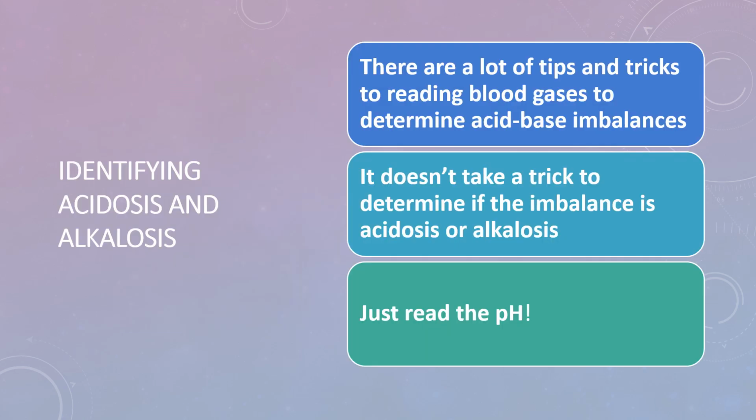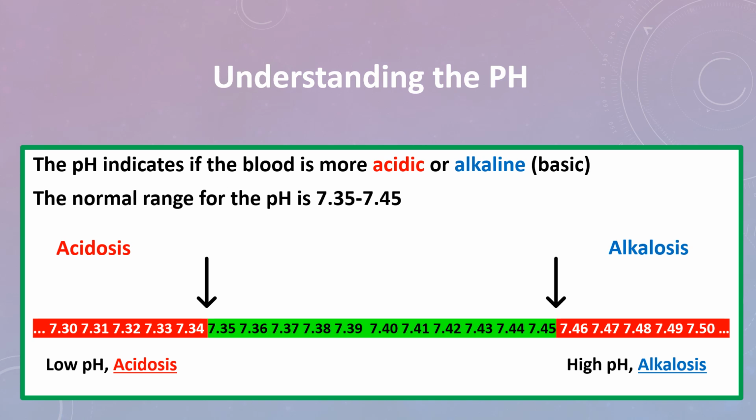There are a lot of tips and tricks and games to reading blood gases to determine acid-base imbalances, but it doesn't take a trick to determine if the imbalance is acidosis or alkalosis. Just read the pH. The pH indicates if the blood is more acidic or alkaline, basic. The normal range for the pH is 7.35 to 7.45. You'll see on our chart that the normal range is in green. Everything below that we'll consider acidosis, and everything above that will be alkalosis.